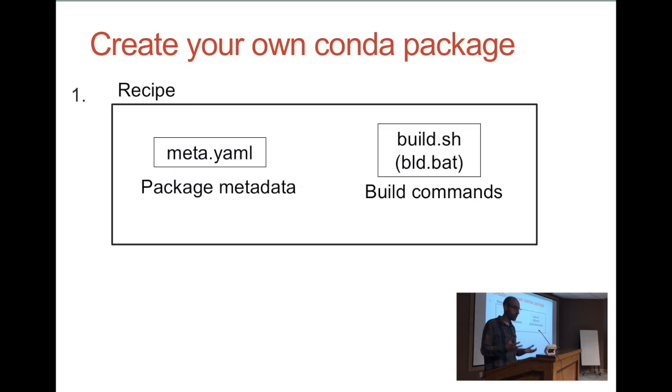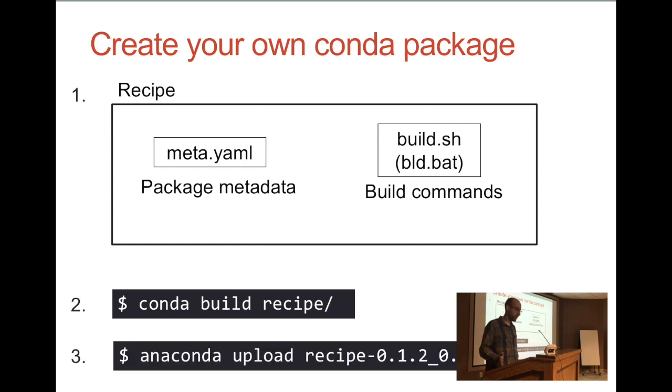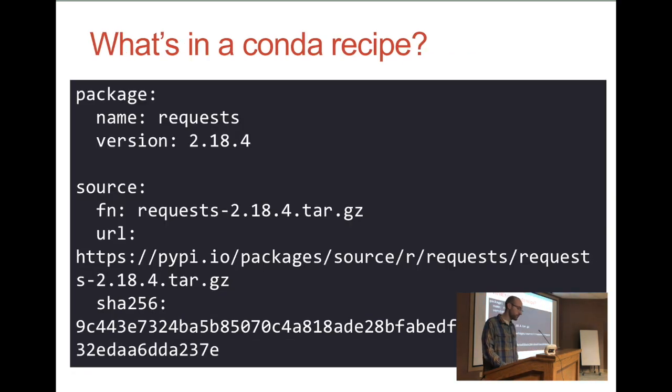Okay, so what do you need? What's part of a recipe? So you need the meta.yaml file. This is where you specify the metadata, like the version and where to download it from. And then the build files, those are where you specify all the steps. These could be arbitrarily complex, but all that gets hidden from the end user, the Conda user. Then you'd run conda build, and then anaconda upload. Now that package is available. And if it's a public channel, anyone can download it by adding your channel.